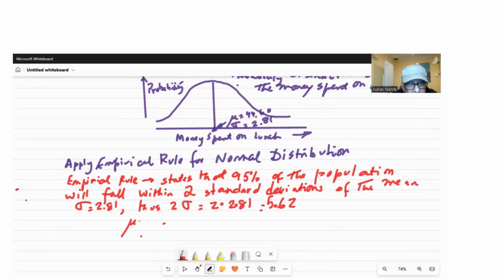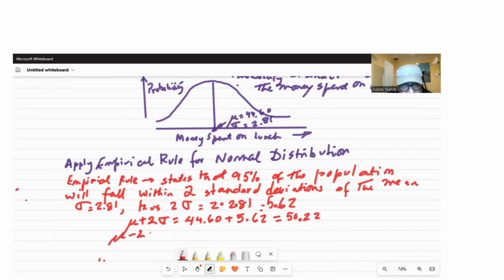If I do mu plus 2 sigma, remember this number is greater than the mean because I'm adding 2 sigma to it. It is 44.60 plus 5.62, which is equal to 50.22. Now I will find the limit on the left-hand side, the boundary for mu minus 2 sigma. That number is smaller than mu, so it will be on the left of the mean on the horizontal axis.